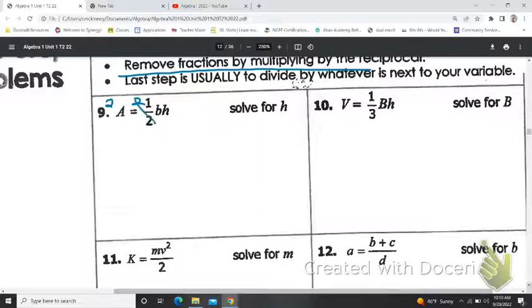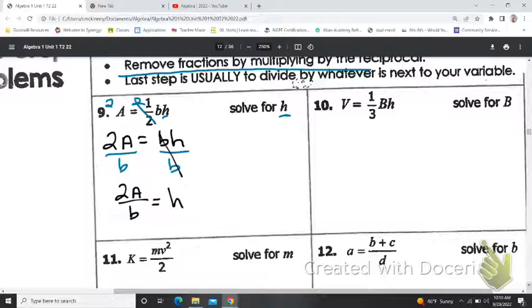So these 2's cancel. I have 2a is equal to, then this would just be bh. I could write 1bh, but it's not necessary. And then I need to get rid of the b, because remember h is the one we're solving for. So divide both sides by b. So 2a over b is equal to h. So pretty similar process for your problem for number 10.